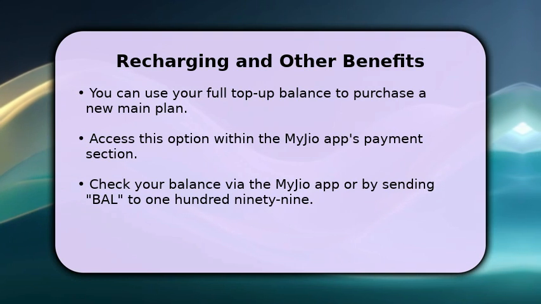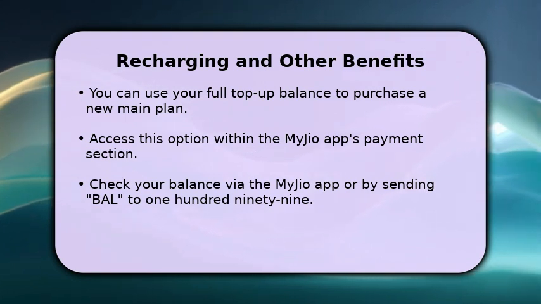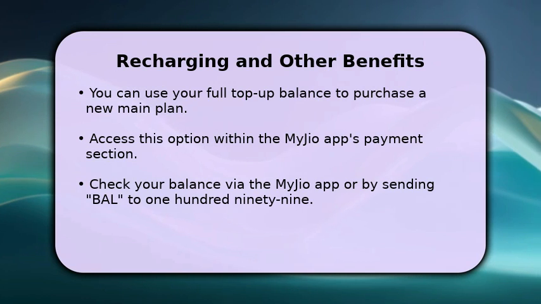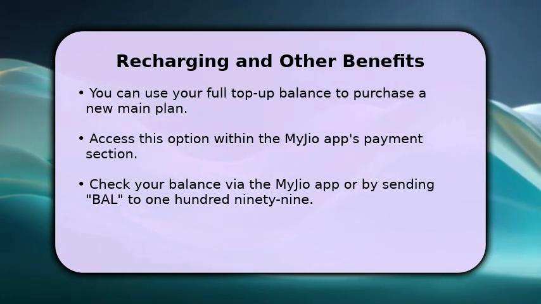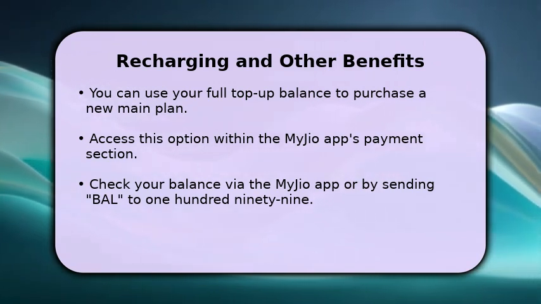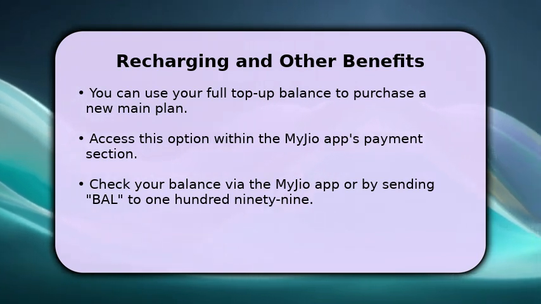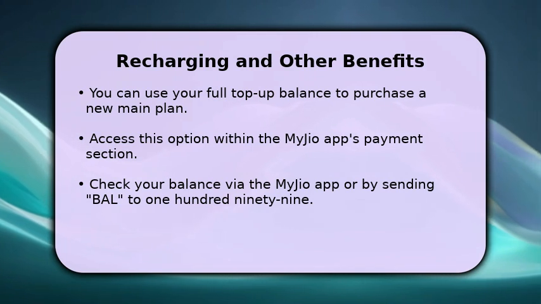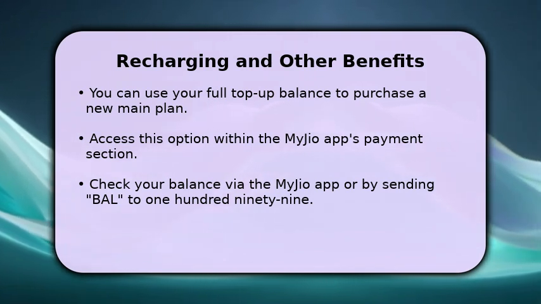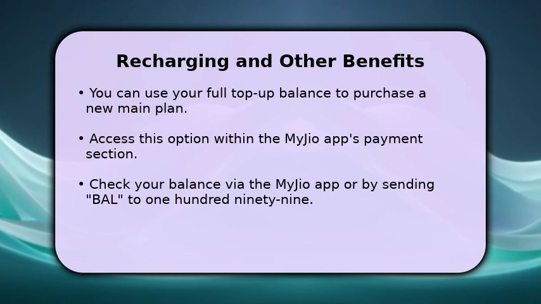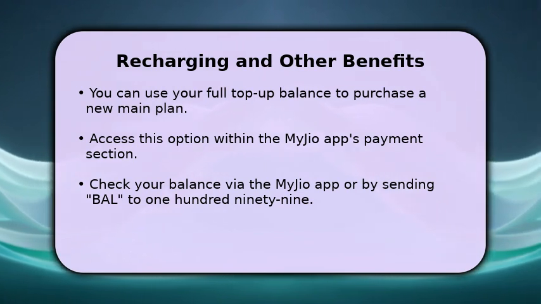If your top-up amount matches or exceeds the plan cost, you can select Use Your Account Balance in the MyGeo app during payment. To keep track of your funds, simply check your balance through the MyGeo application, or by sending an SMS with BAL to the number 199. This ensures you always know your available balance.